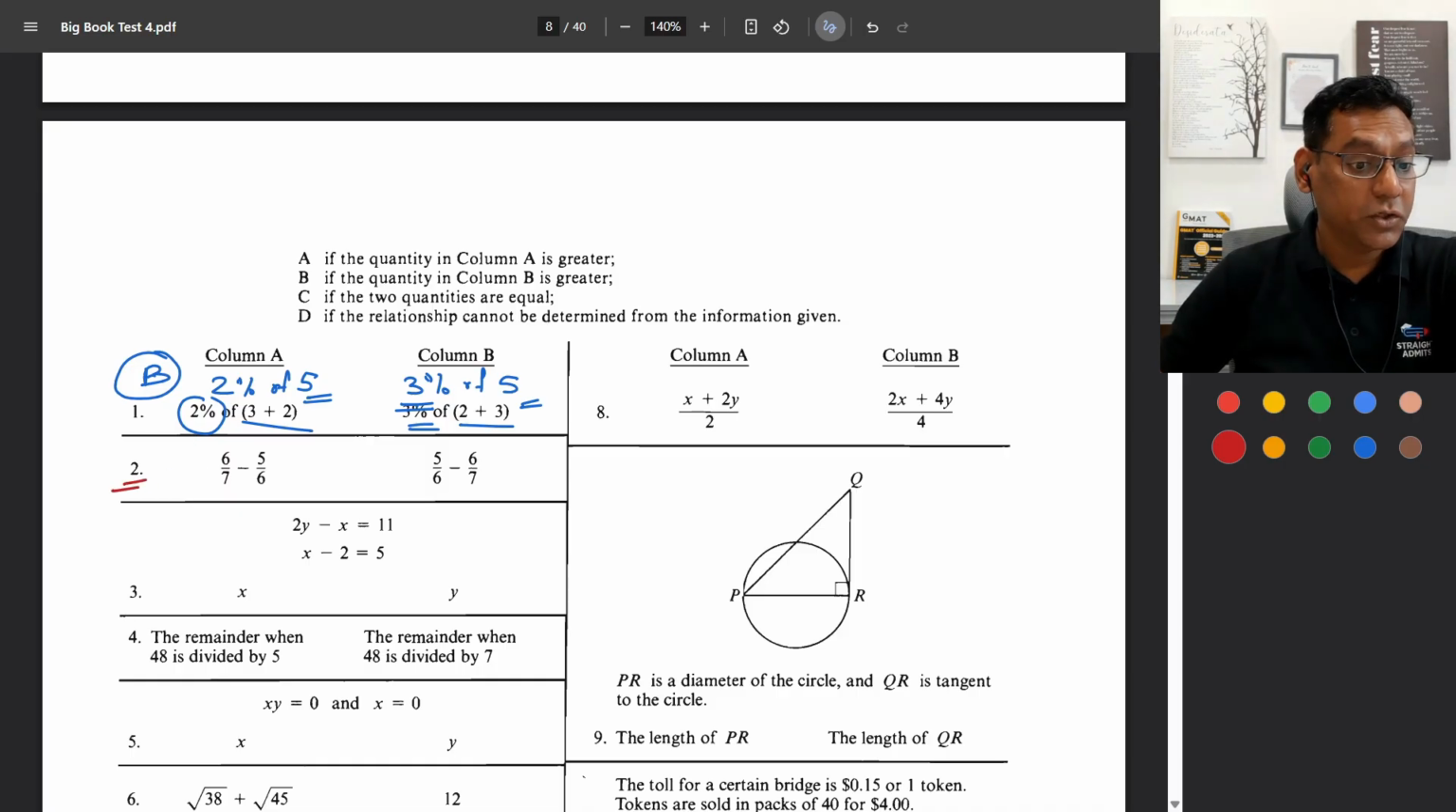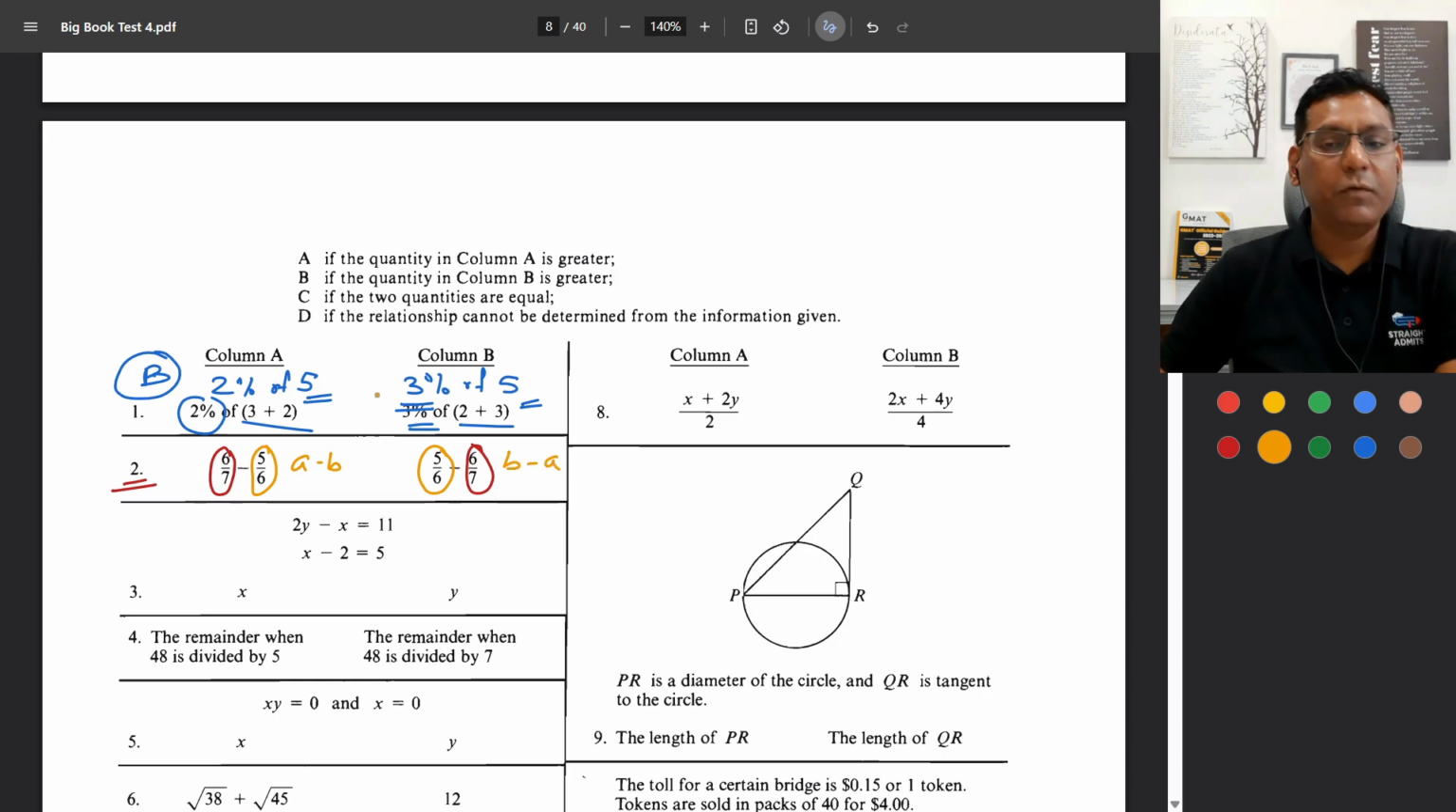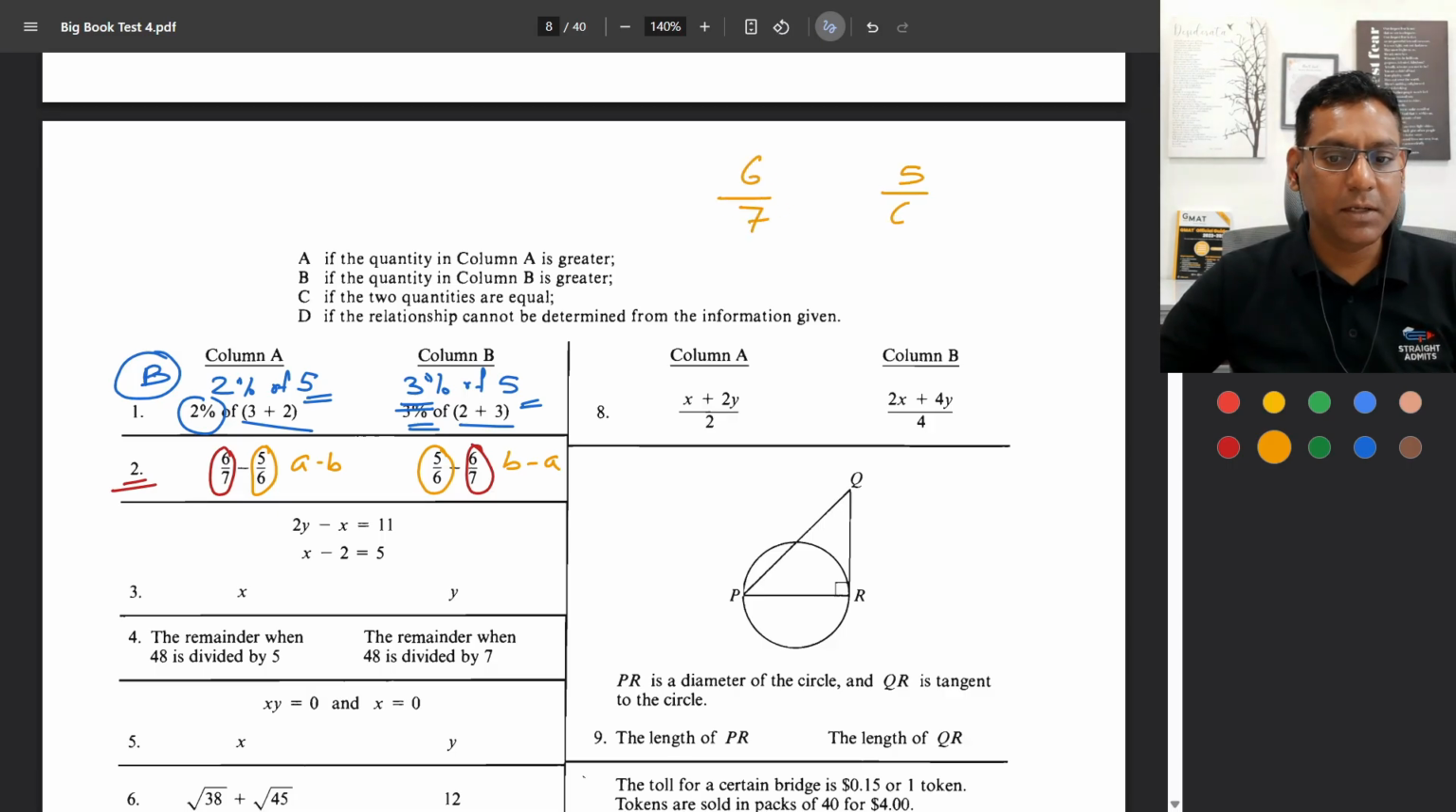Question 2. 6 by 7 minus 5 by 6, and 5 by 6 minus 6 by 7. One thing I notice here is these are the same numbers that they are comparing, right? So essentially this is A minus B and this is B minus A. We want to find out which number will be bigger. So is 6 by 7 bigger or 5 by 6 bigger? That's essentially what the question is.